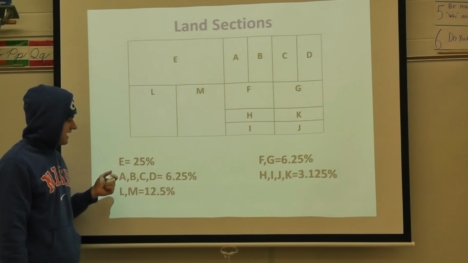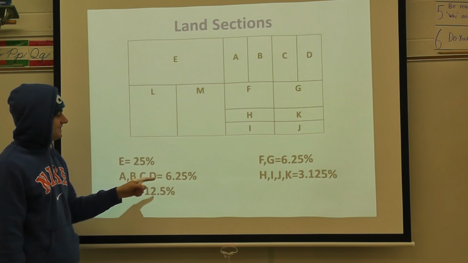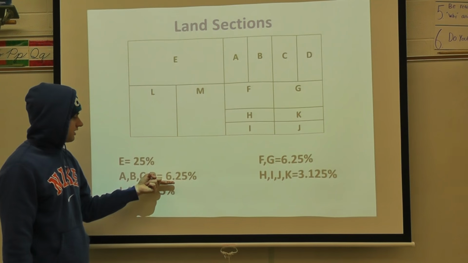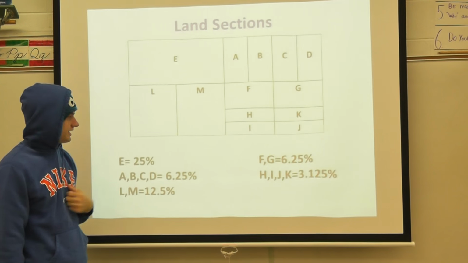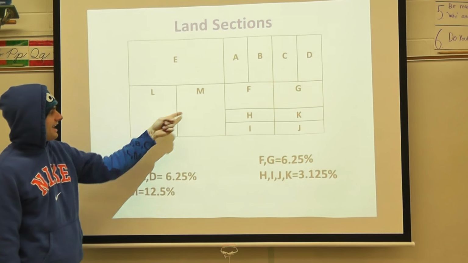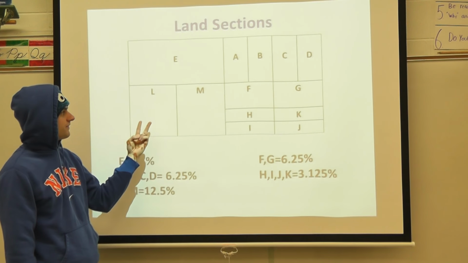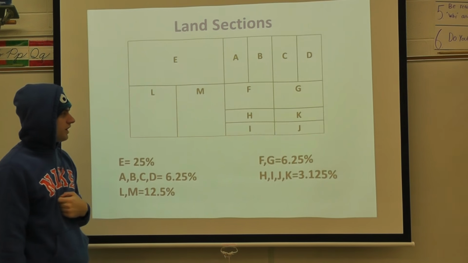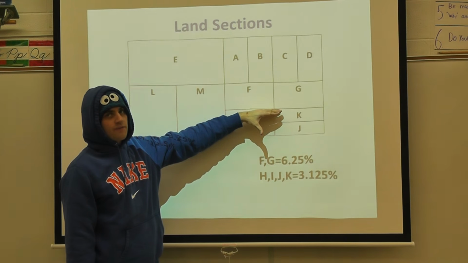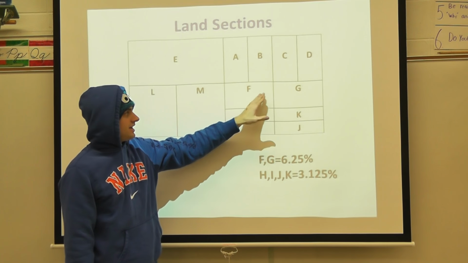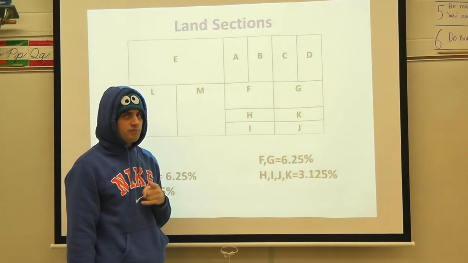So here's a quick recap. E up here equals 25%. A, B, C, and D over here are all going to equal 6.25%, which would equal 25% up there. L and M are 12.5% because I divided the 25% into two equal parts. F and G, that was half of 25 up top, which is 12.5, and then half of 12.5 was 6.25. That gets a little bit trickier.